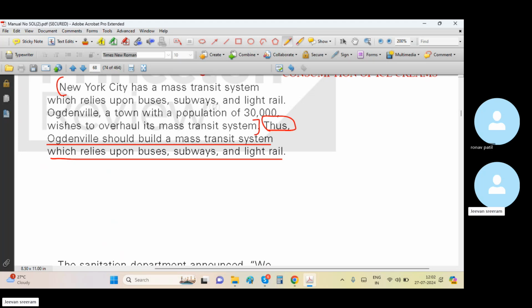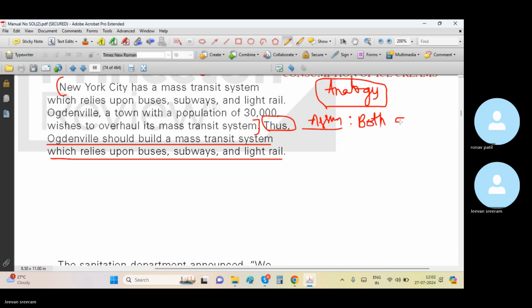Because the author somewhere felt both are similar, right? So whenever you see a kind of comparison in the given argument, that must be called an argument of analogy pattern. Analogy, because the author feels that New York and Ogdenville are almost the same. So the assumption the author believes, why is the author comparing these two? Because the author believes both are similar, both are alike. New York City and Ogdenville are similar.